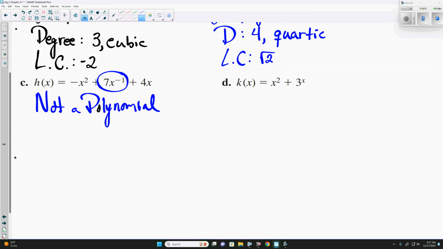D. Why not? Variable inside the exponent, 3 to the x. Not a polynomial. And that's it. Because it's not a polynomial function, we don't have to define the degree, type, and leading coefficient. Questions on these here?